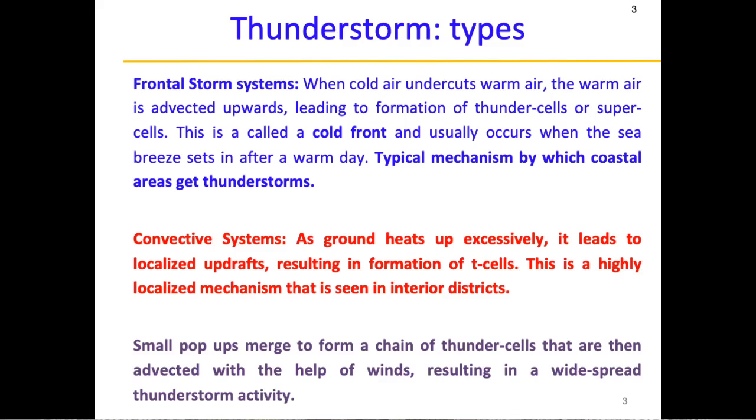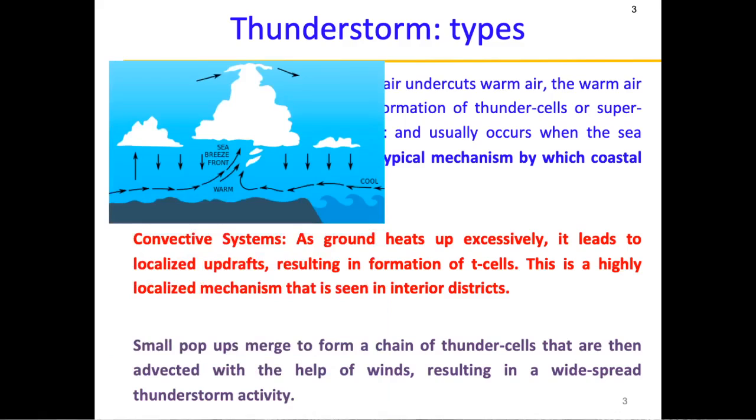So these are the basic types of thunderstorms. This is exactly what I'm talking about. The sea breeze sets in.